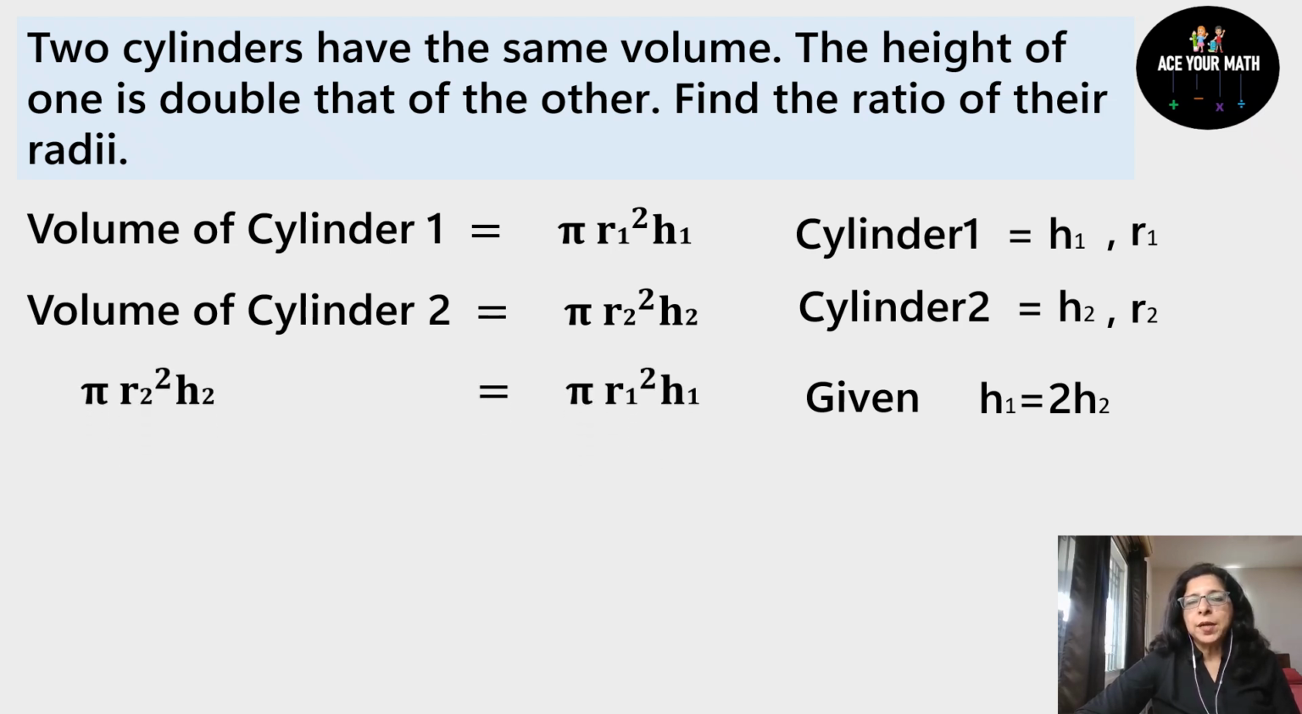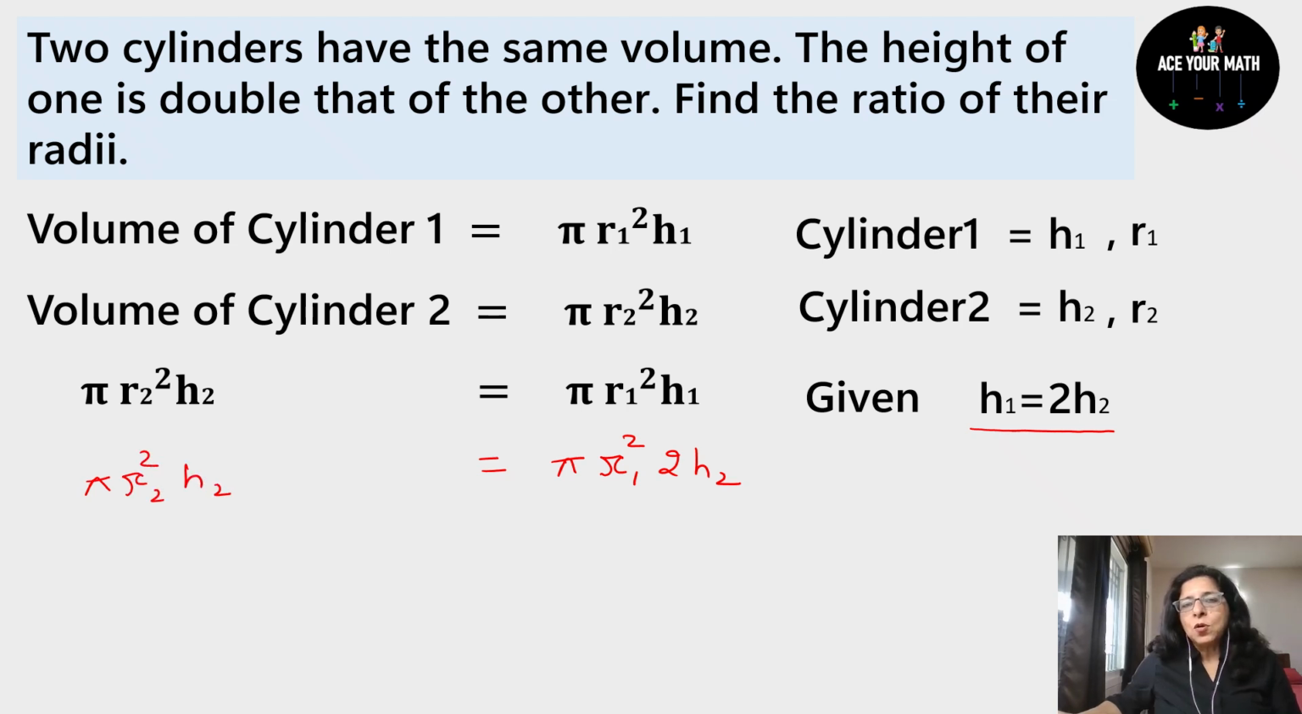On one side you will write the volume of cylinder 2, and on the other side the volume of cylinder 1. You will solve this equation by putting the value of h1 as twice of h2, because it is given. On the right hand side, pi as it is, r1 square as it is, and instead of h1 you write twice of h2. The left hand side will remain as it is: pi r2 square h2.